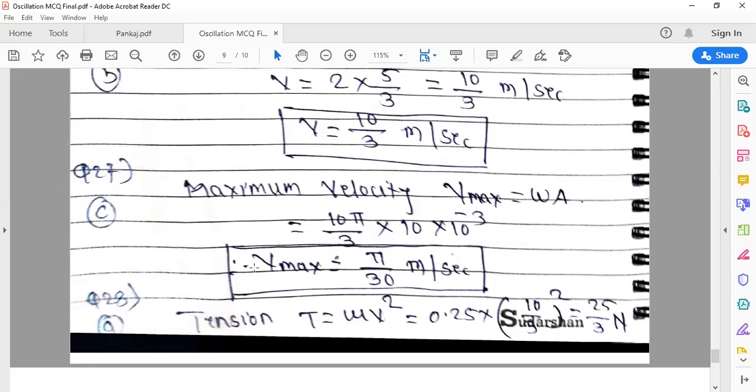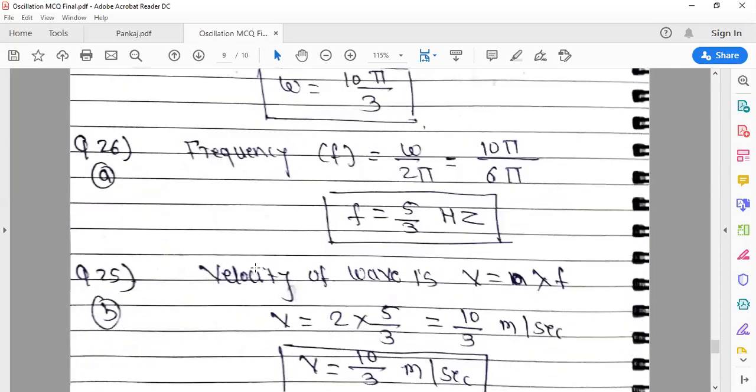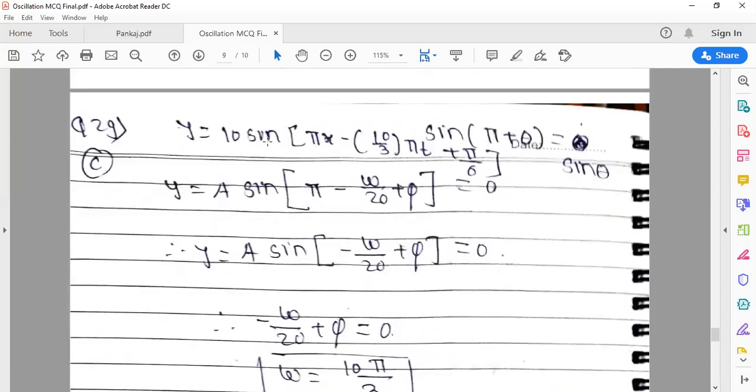Then question number 29, determine the equation of wave. To determine the equation of wave, y is equal to A sine of kx minus omega t plus phi. We get A is 10, then k is equal to pi, omega is equal to 10 by 3, and phi is equal to pi by 6. So put all the values in the standard equation. Y is equal to 10 sine of kx minus omega t plus pi by 6. So for question number 29, the correct option is option C.